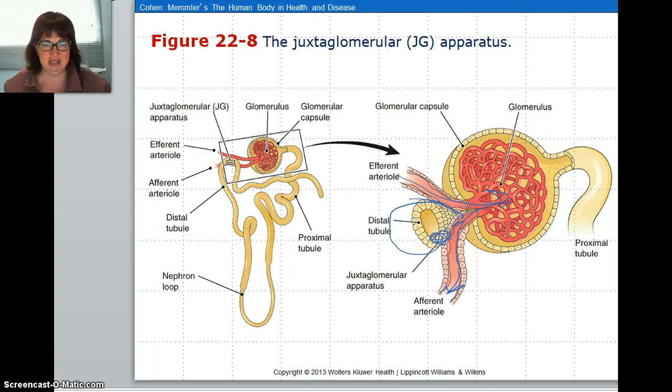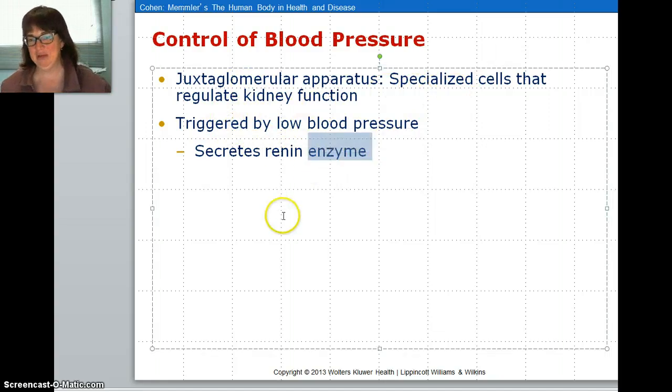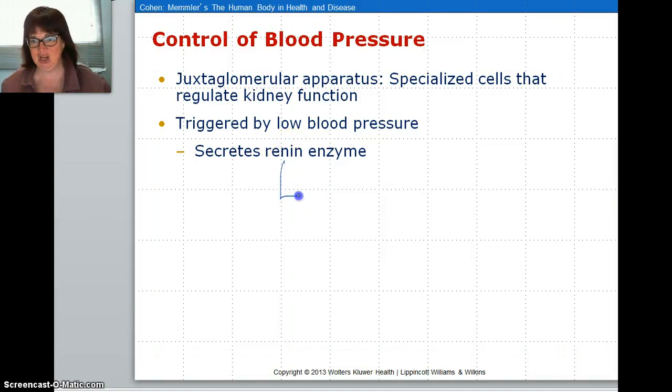The juxtaglomerular apparatus will then send information, just a second, I'm trying to find that. Juxtaglomerular apparatus will send information, there it is. It is a specialized cells. It will release the renin enzyme. Renin will then go on to release aldosterone, or affect aldosterone. And aldosterone will affect the leakiness of the loop of Henle.